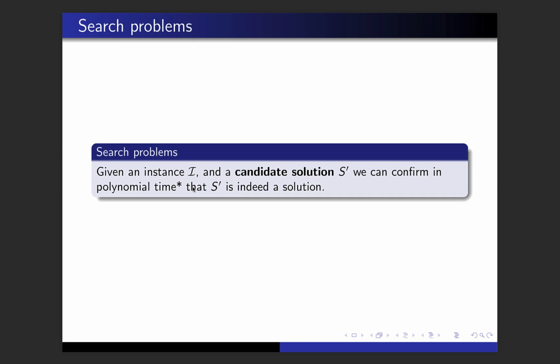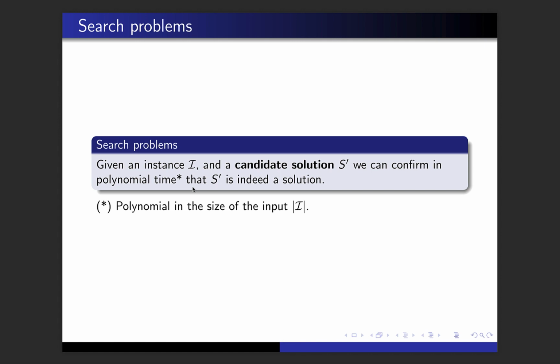We need to be able to check candidate solutions. And here is the formal definition I'm going to read from the slides. Given an instance I of your problem and a candidate solution S prime, we should be able to verify in polynomial time that S prime is indeed a solution to the instance I. Polynomial time here means polynomial time in the input size, in the size of the instance I that you're getting.